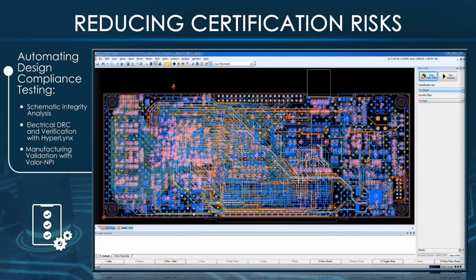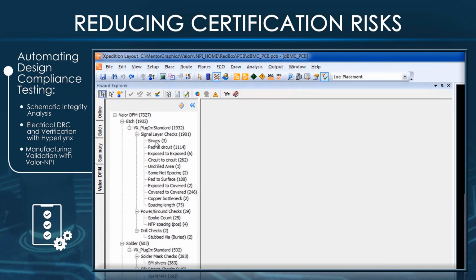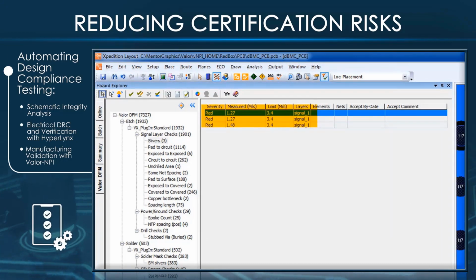Similar to HyperLynx DRC, on the right side there's a client button where we can run the Valor DFM. We'll run that, and on the bottom right, it'll say it's ready. Similar to HyperLynx DRC, the Xpedition GUIs report violations in the Hazard Explorer. There's now a Valor DFM tab in the Hazard Explorer, and when we click on violations, Xpedition will automatically snap to and show you the layer and the area where the violation occurs.